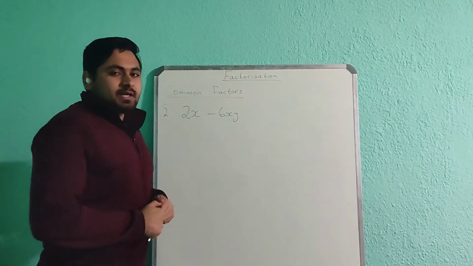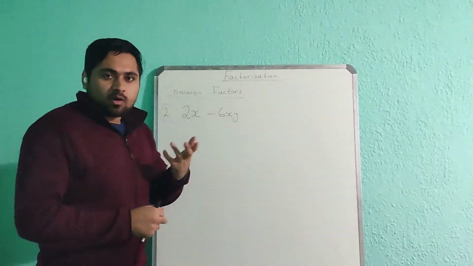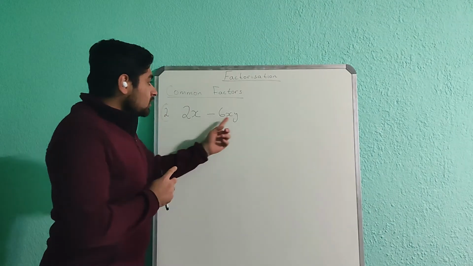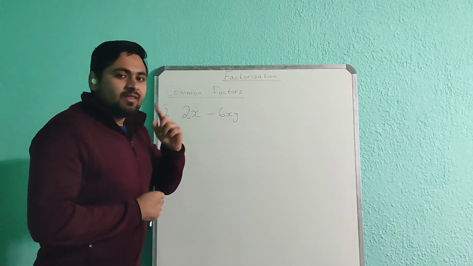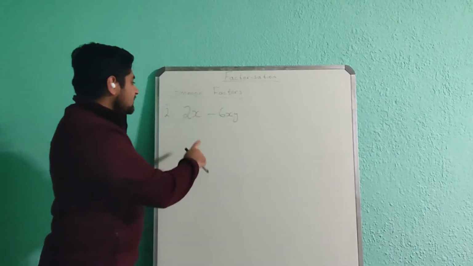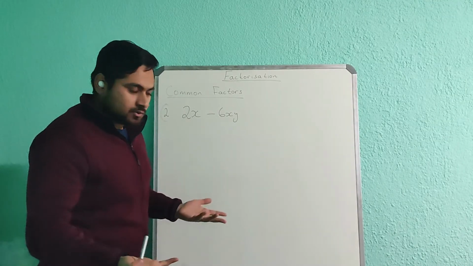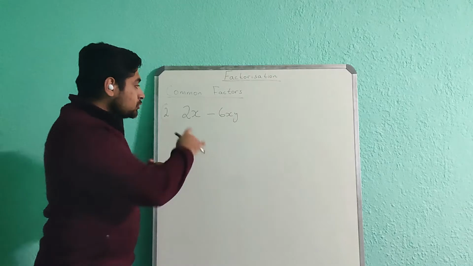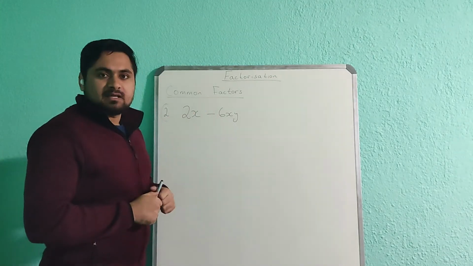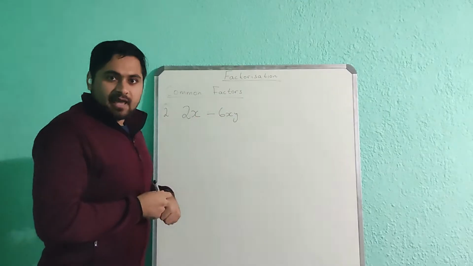So example 2 says 2x minus 6xy. Just by looking at it, we can already see that x is our common factor, right? But that's not the only common factor we have here. The other common factor we have is 2. How do we know that? Okay, so let's see. We know that 2 can go into 2 once, right? Because 2 times 1 is 2. But if you look at 6, 2 can also go into 6. How many times can it go? 3 times, because 2 times 3 is 6. So we can pull out 2 things. We can pull out 2 as well as x, right?